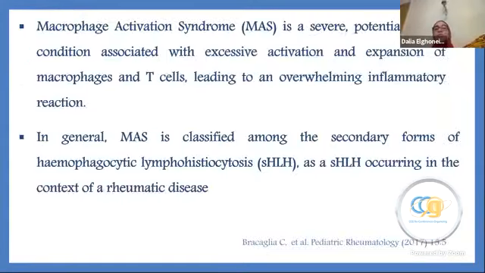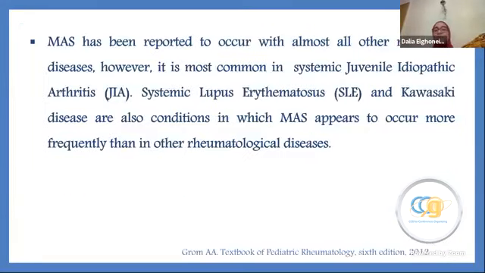Macrophage activation syndrome is a severe, potentially fatal condition associated with excessive activation and expansion of macrophages and T cells, leading to overwhelming hyperinflammatory actions and cytokine storm. In general, MAS is classified as a secondary hemophagocytic lymphohistiocytosis, but occurring in the context of rheumatic disease. It has been reported to occur with all rheumatic diseases, but it commonly complicates systemic juvenile idiopathic arthritis. However, cases of systemic lupus erythematosus and Kawasaki disease have also been reported to be complicated with macrophage activation syndrome.